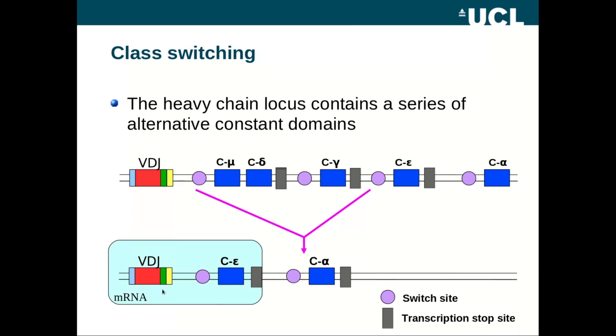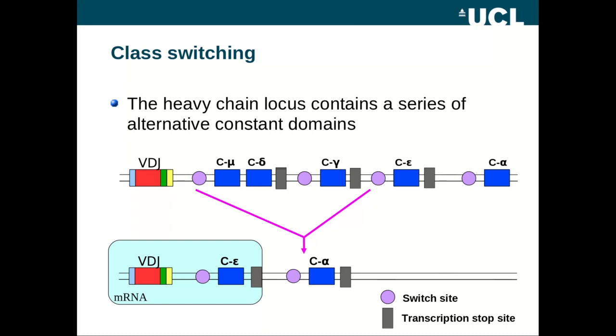Now, it's very important to realise that you cannot go back again. This is a unidirectional change. Once we've started producing, as in this example, IgE antibodies, we cannot go back to producing IgMs, IgDs or IgGs because that piece of DNA has been lost.